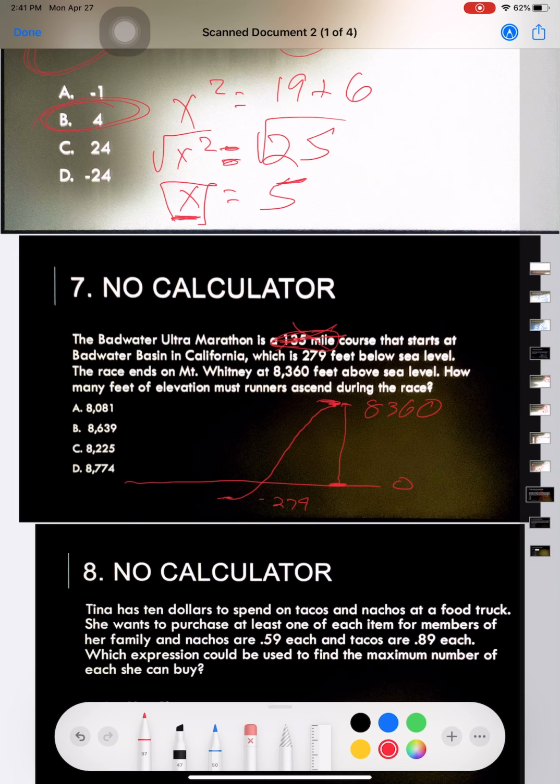So if you can see it like that, to get from here to there is 8360. From 8360 down to 0, you've got to add 279 more feet to it. So 279, you have to add to it. This is actually an absolute value question. So 9, 6 and 7 is 13, carry your 1. 3 and 1 is 4, 5, 6, and then there's your 8. So 8639, and that's your answer.